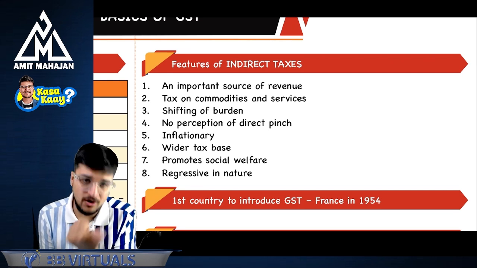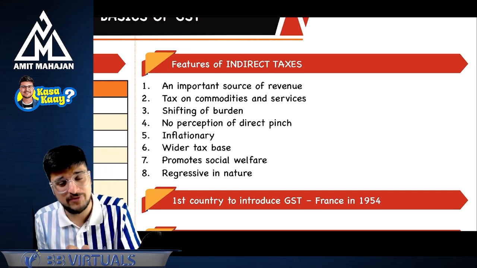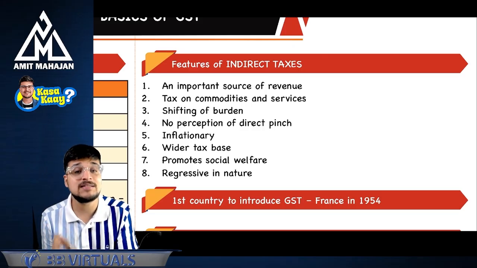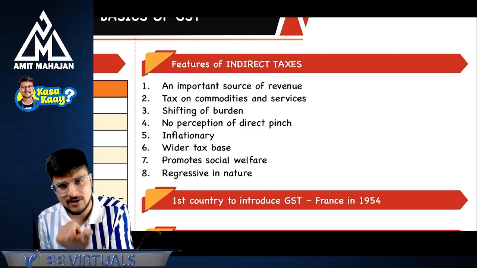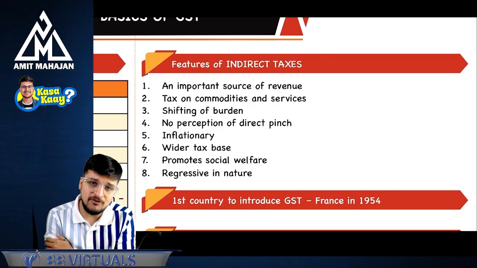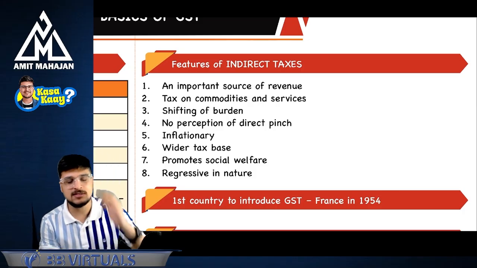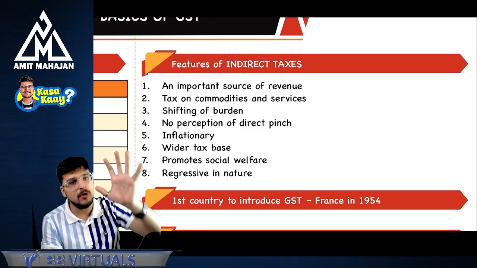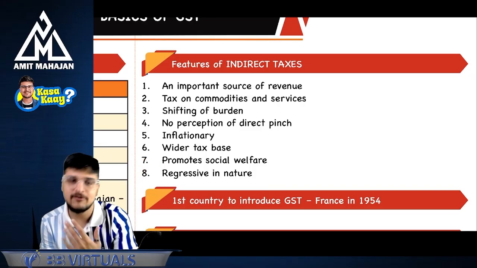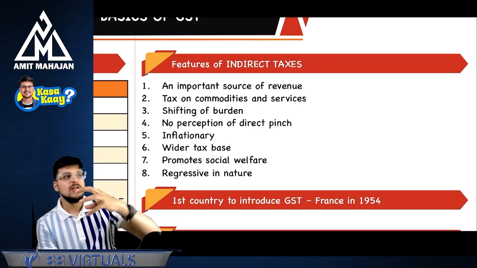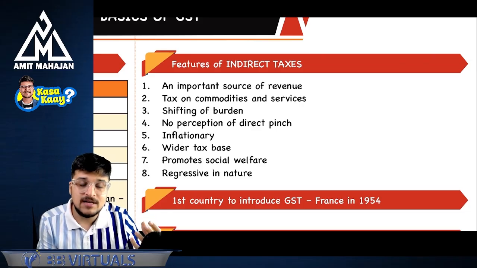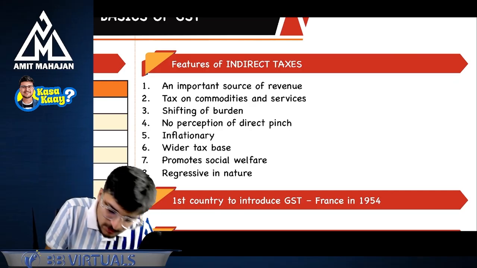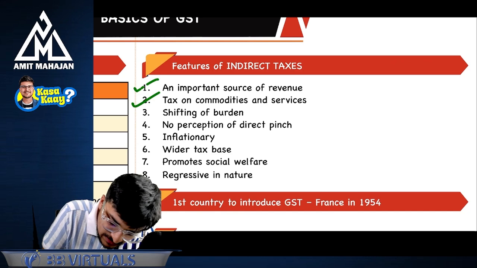An important source of revenue. Of course, for the government, this is an important source of revenue. Tax on commodities and services. Of course, GST is charged on commodities and services. Shifting of burden. Now, you know this in indirect taxes. The ultimate burden of indirect tax, that is GST, will come on me only. But who will go to the government and pay the GST? That burden I'm shifting to the supplier. Perfect. So 1 is done, 2 is done, 3 is done.